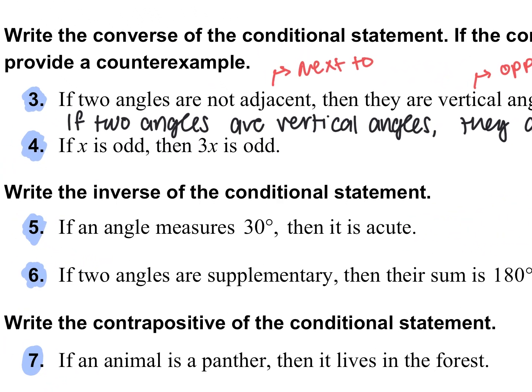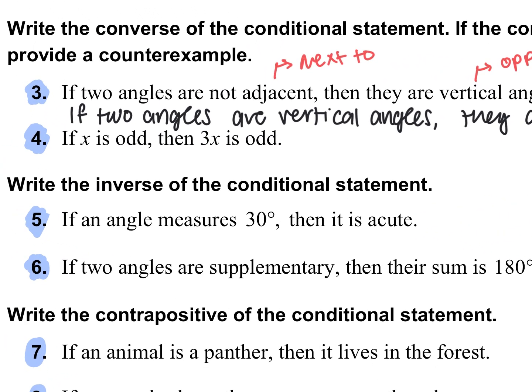All right, looking at number 4. If x is odd, then 3x is odd. How would I write this as a converse? If 3x is odd, then x is odd. Is this true or false? True. This is true. Whenever you multiply 3 times an odd number, your answer will always be odd.